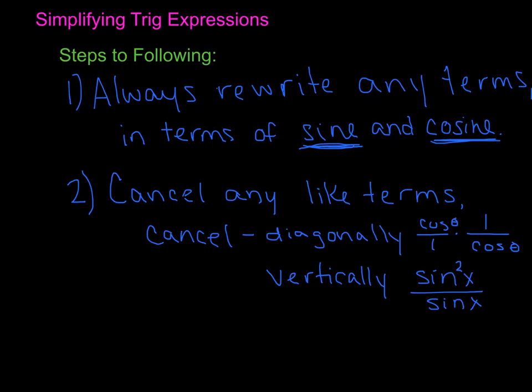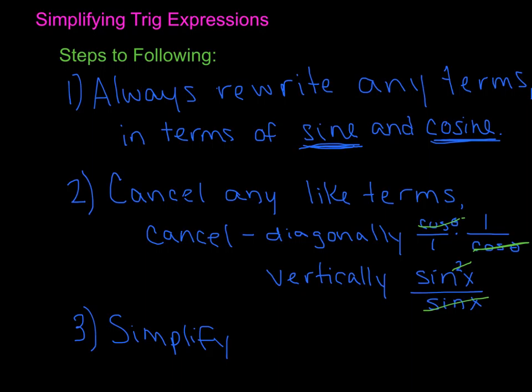So if I had cosine theta over 1 times 1 over cosine theta, I can cancel my cosine thetas diagonally. Or you can cancel vertically, up and down. If I had sine squared x over sine x, I can cancel one of my sines. And then the last thing you want to do is simplify.